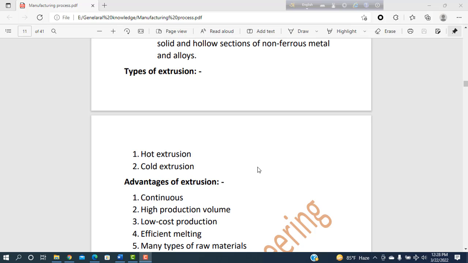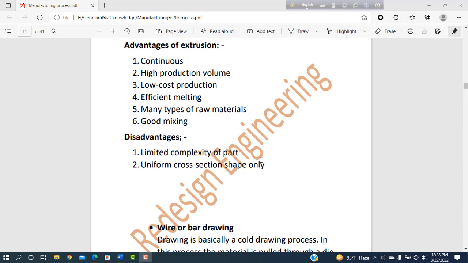Advantages of extrusion. It is a continuous process, with high production volume, low cost production, efficient melting, many types of raw materials, and good mixing. Disadvantages. Limited complexity of part, uniform cross section shape only.